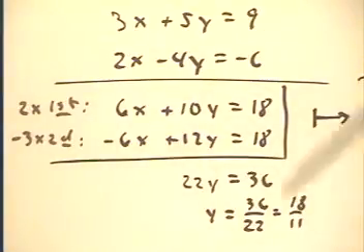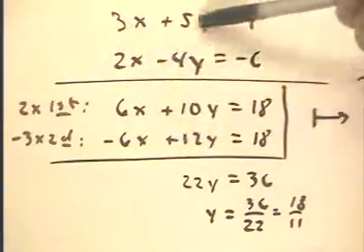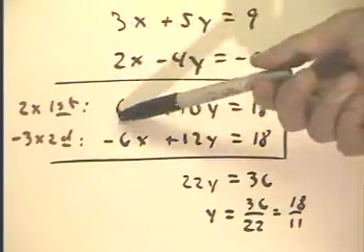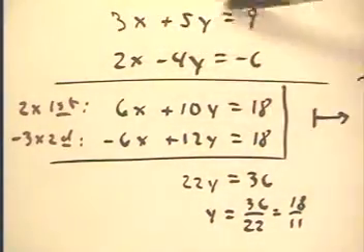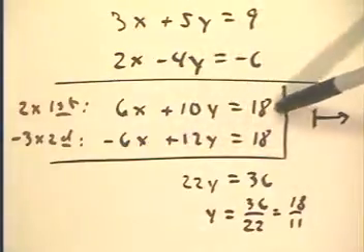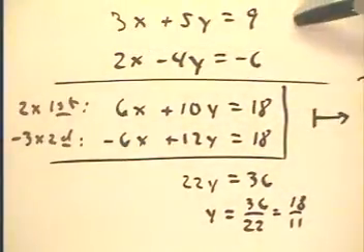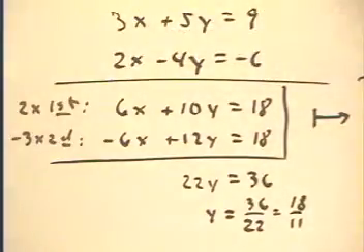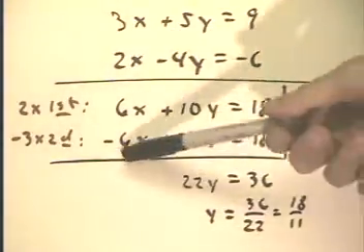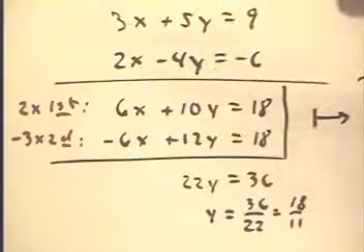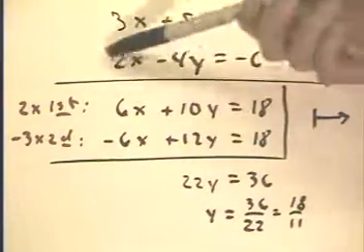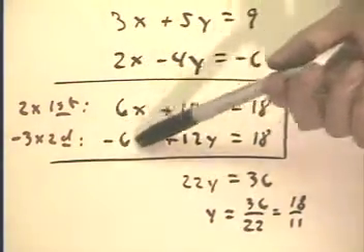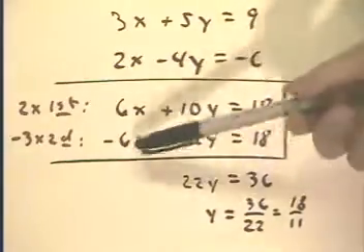So what we're going to do first is double the first row to get 6x plus 10y equals 18. We can see that doubling these numbers gives us these numbers. We're going to multiply the second equation by negative 3, and that's going to give us this equation. You can check that out.